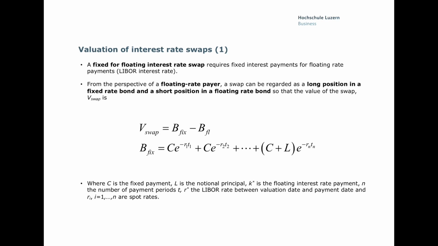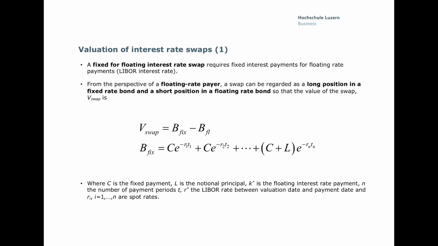From the perspective of a floating rate payer, a swap can be regarded as a long position in a fixed rate bond and a short position in a floating rate bond, so that the value of the swap, denoted as V swap, is simply the difference between the two bond values.